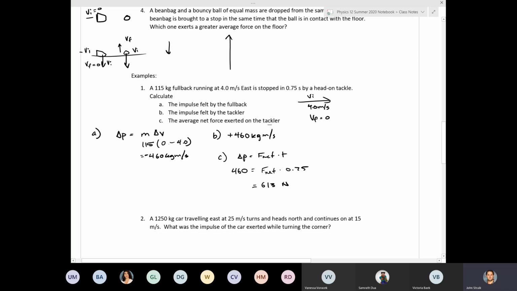If you think about this, the fullback is running that way towards the east. The force that the tackler applies on the fullback who's running that way will be that way. So this is the force of the tackler on the fullback. Well, equal and opposite forces, the force that's felt by the tackler is going to be the opposite, fullback on tackler. And that's why it's positive 613 newtons and not negative.